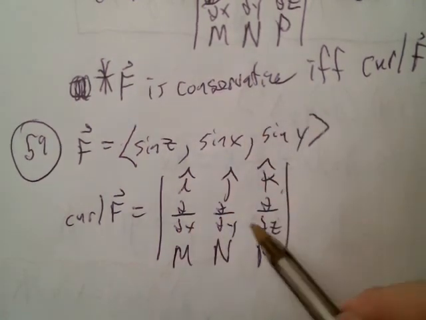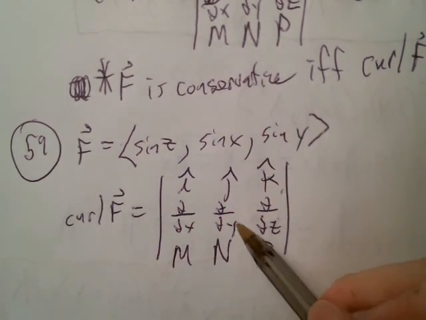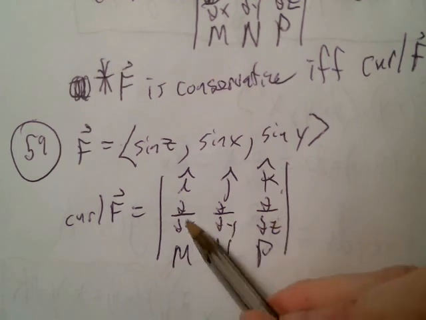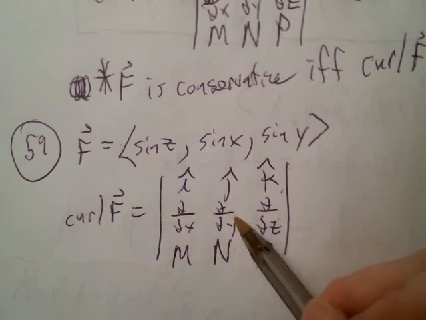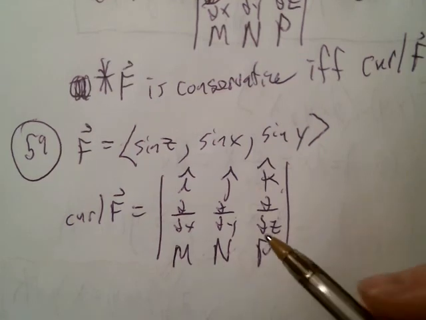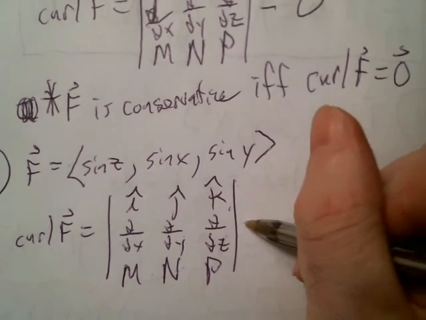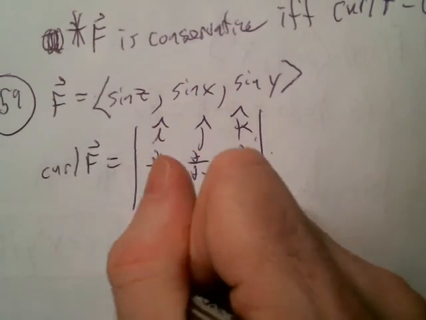So don't think of these as functions or anything like that. It's an operation on N. It's just kind of reminding you, okay, I'm taking the partial with respect to x of N, and then subtracting the partial with respect to y of M. That sort of idea. Okay, so let's get in there and take a closer look.